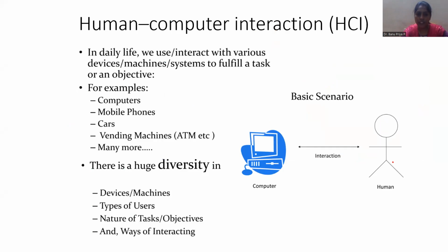HCI is human-computer interaction. In daily life, we use and interact with various devices to fulfill many objectives. For example, computers, mobile phones, even ATMs, and many more devices. However, there is a huge diversity in such devices or machines. Also, we are diverse. Users are diverse, and the tasks and objectives are diverse, and even the way of interaction or the communication medium is different. This is the basic scenario. This figure shows the scenario of diverse communication, interaction, computers, and even the users.